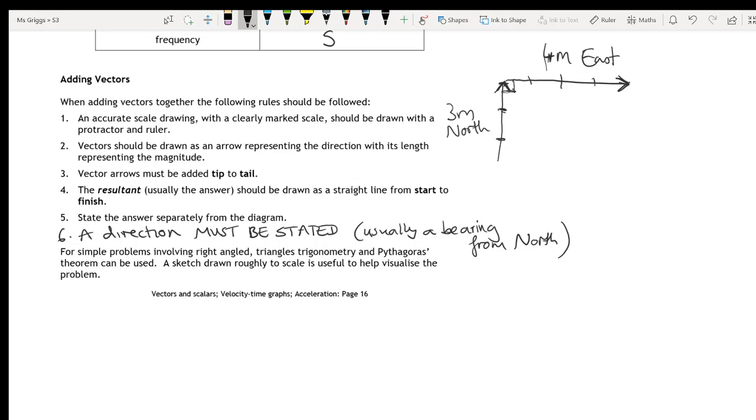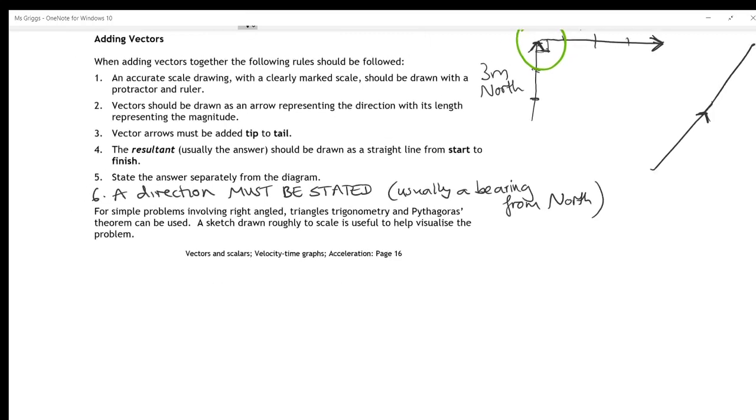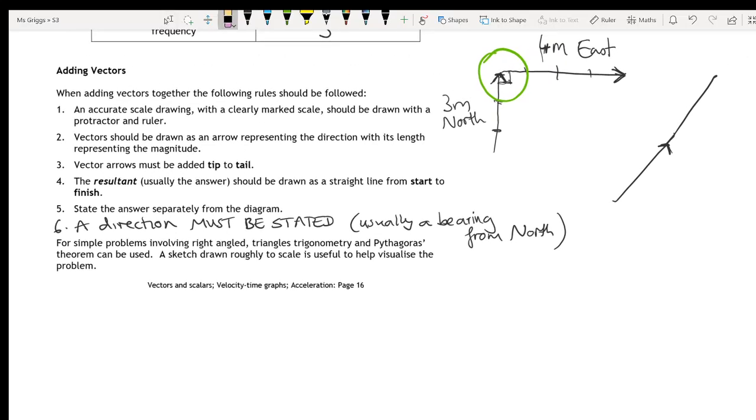Rule 3: vector arrows must be added tip to tail. This is what I mean by tip to tail, as I've drawn here. The pointy bit of an arrow always joins up to the other end of an arrow. So you could have something like I've drawn there, or something that goes like that, and then like that. That's the same direction. You might have a number of them in a row, but they always go tip to tail.